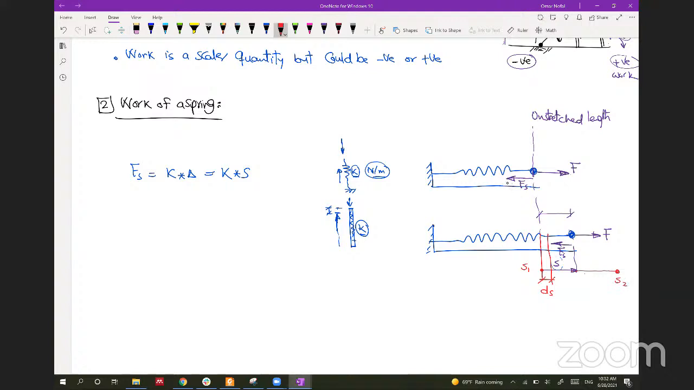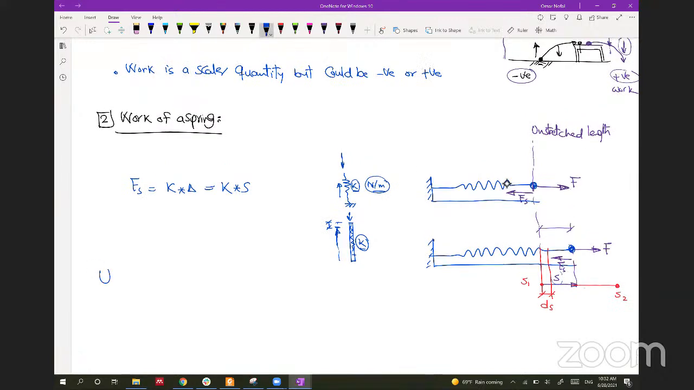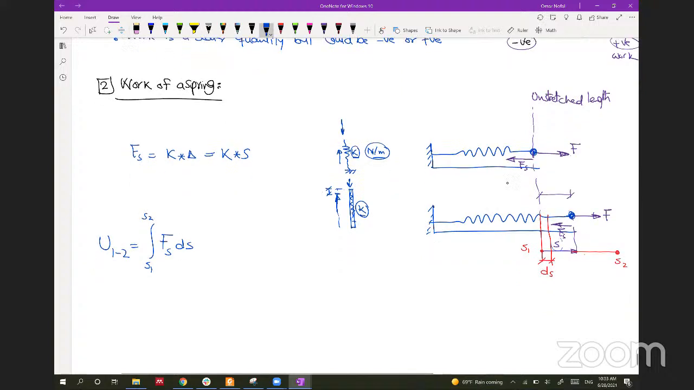Let's see how much work is exerted by this spring. So the U from 1 to 2 will be equal to the integration from S1 to S2 of the force Fs ds. Why didn't we put cosine theta here? Because the F and the S are in the same direction or in the opposite direction, but it's always in the opposite direction.